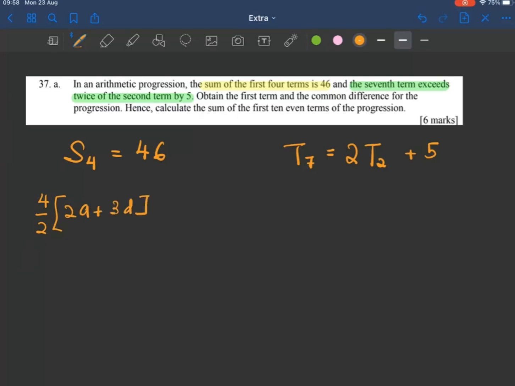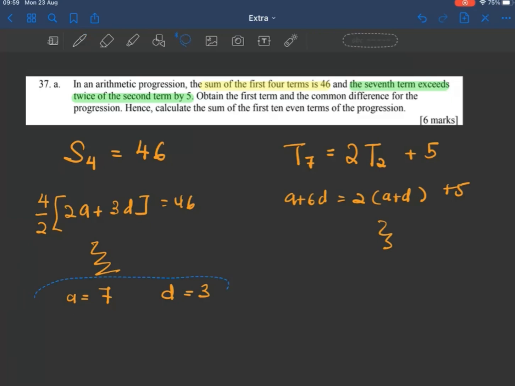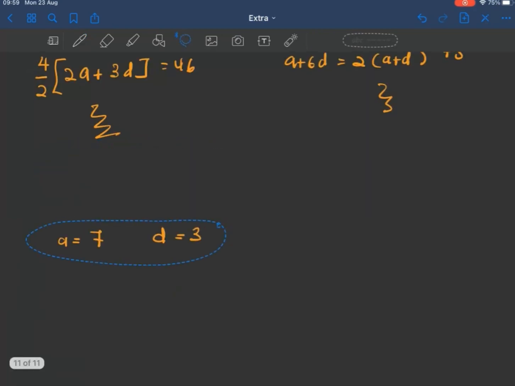A equals 7 and D equals 3. A equals 7, D equals 3. Okay. 46. Ini ialah A plus 6D equals 2, A plus D plus 5. Okay, so simultaneous, we will end up with A equals 7, D equals 3. Okay, so ini jawapan kita lah. Soalan pun suruh cari yang ni.